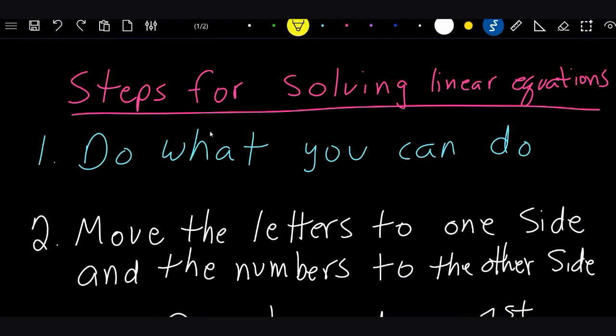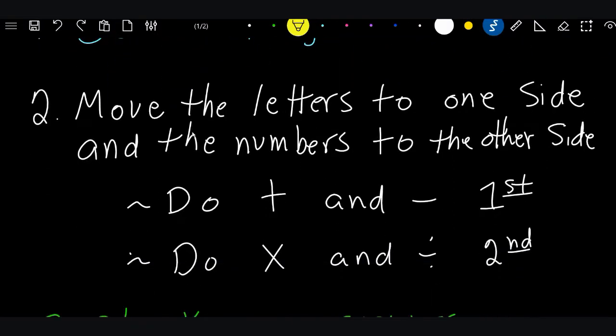The second step is that we want to move the letters to one side, and we want to move the numbers to the other side. We do that by doing the plus and the minus first, and then we do the multiplication and the division second. And you'll see what all this looks like in just a second.